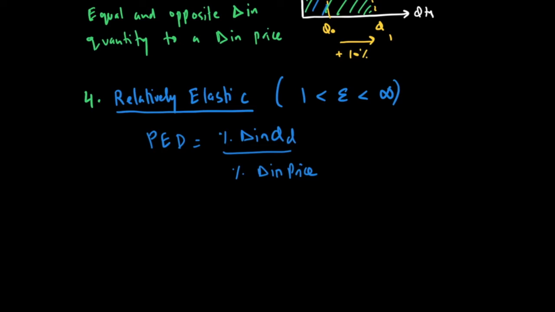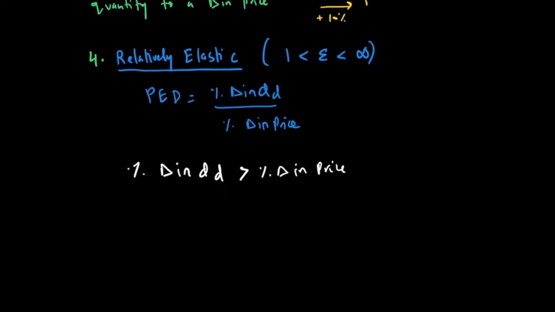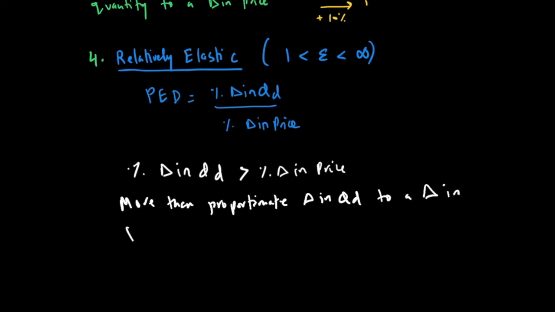the percentage change in QD is greater than the percentage change in price. So in this case, what we're saying is that the good has a more than proportionate change in QD to a change in price. The good is very responsive to a change in price.